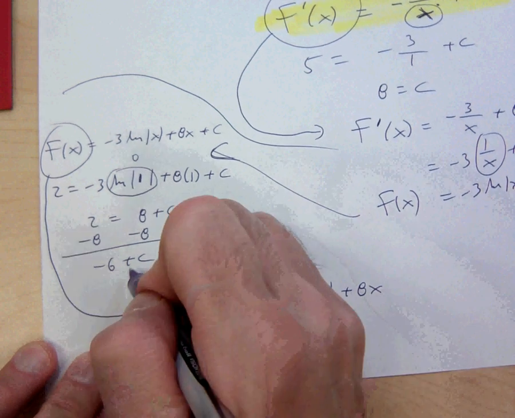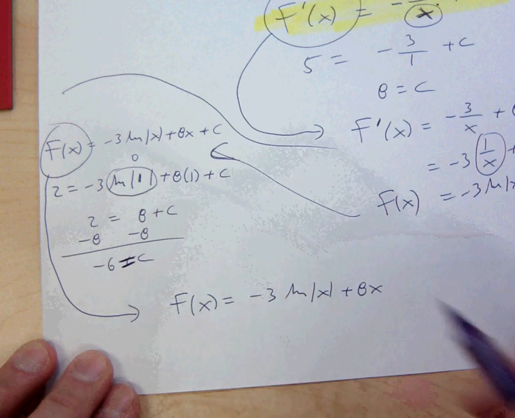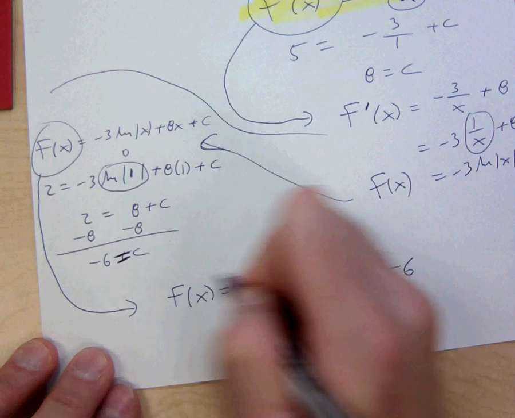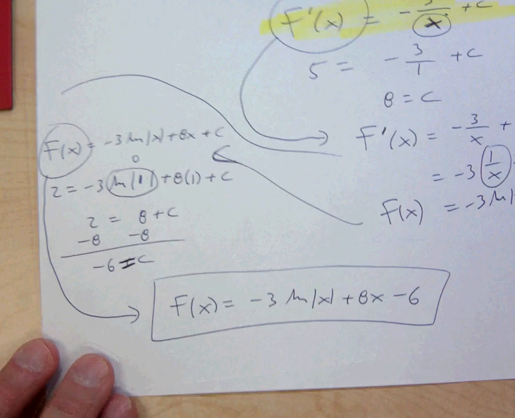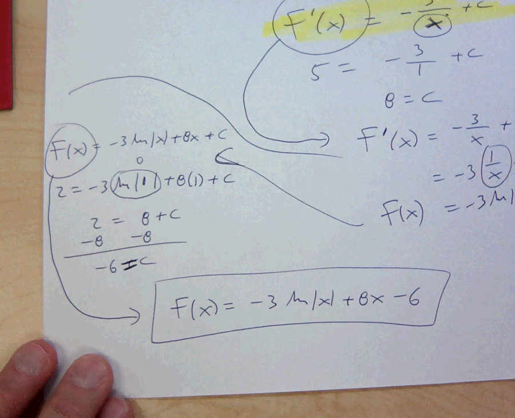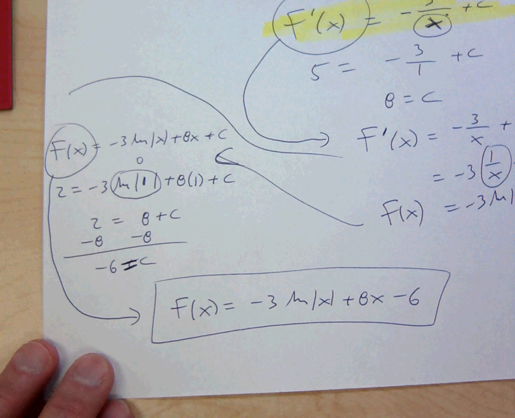Whoops, C equals 6, negative 6. Sorry about that. So you get C equals negative 6. Everybody agree that that's my original function then? Based on all the given information, I was able to figure out my entire original function, right? Okay. All right.